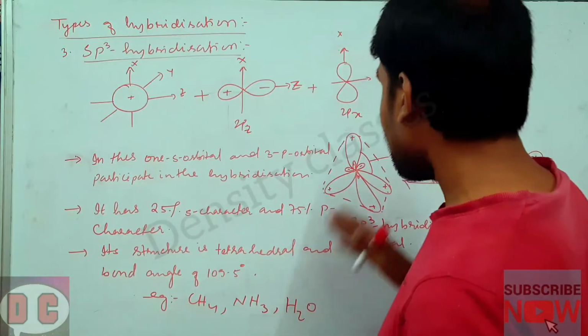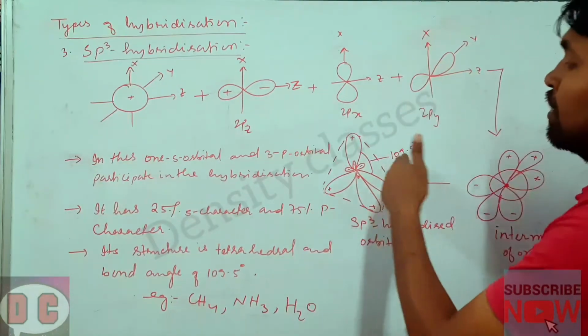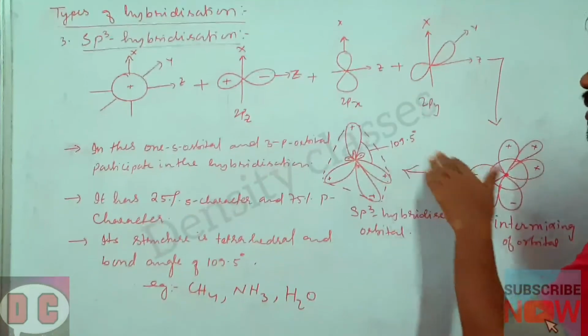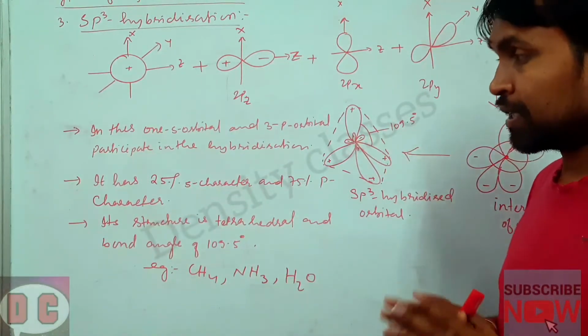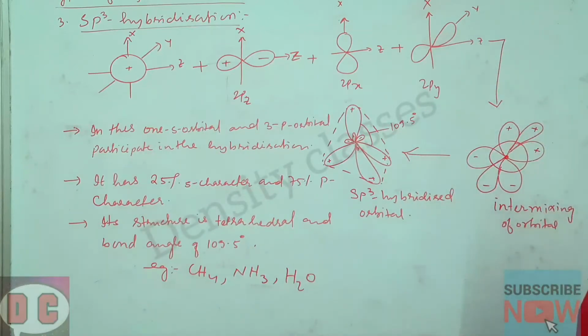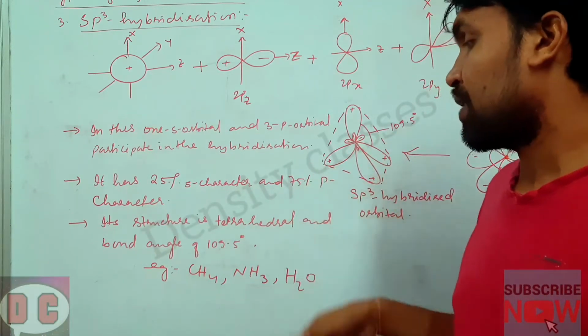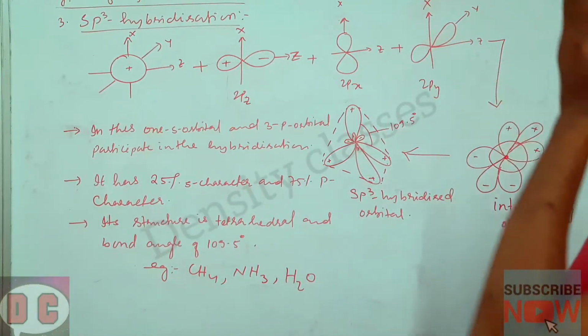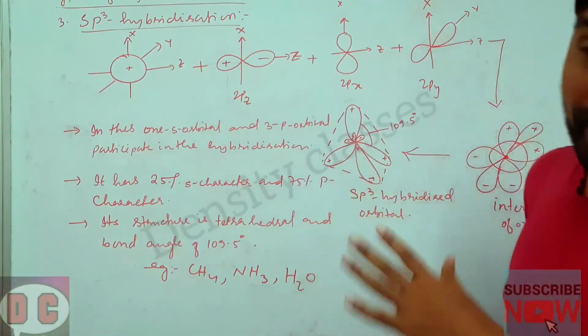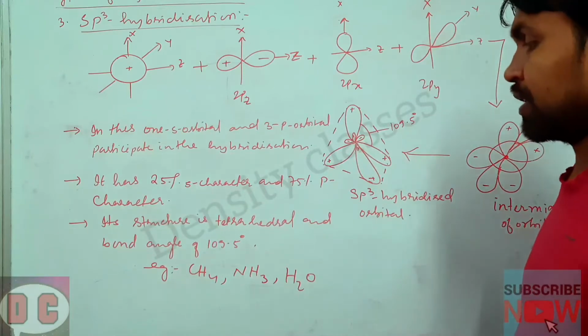Tetrahedral structure. And the bond angle of this tetrahedral structure is what? 109.5 degrees. 109.5 degrees is the bond angle. Some examples of sp3 hybridization are CH4, NH3, H2O. This is asked in your exam for 5 marks or 4 marks.